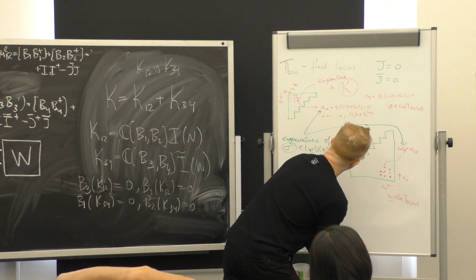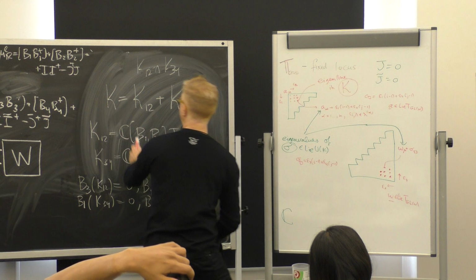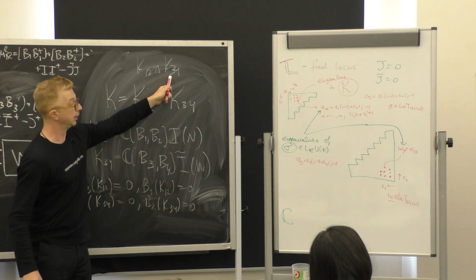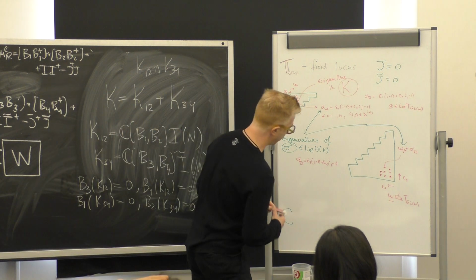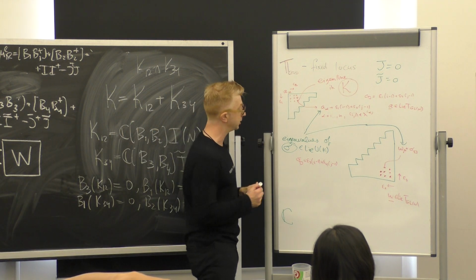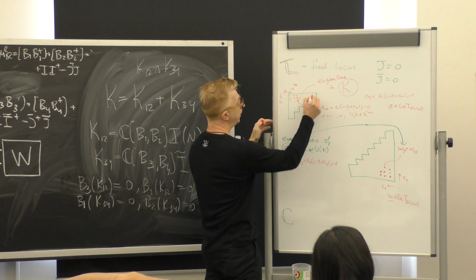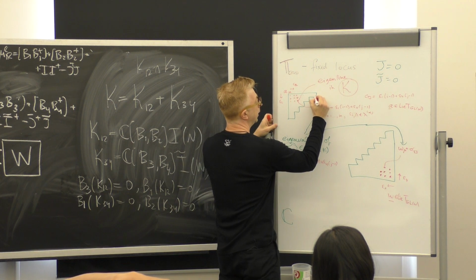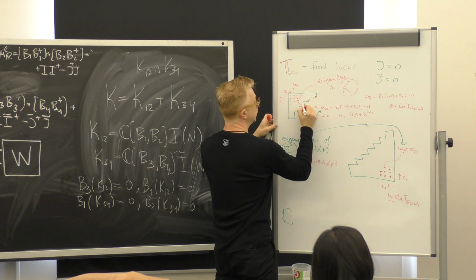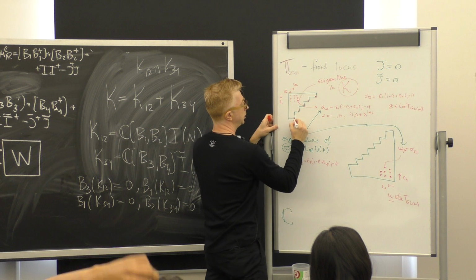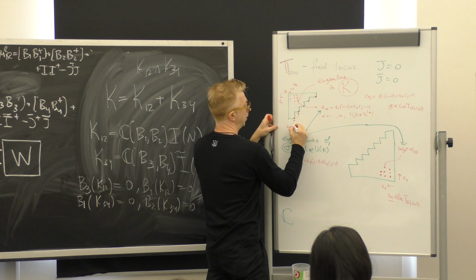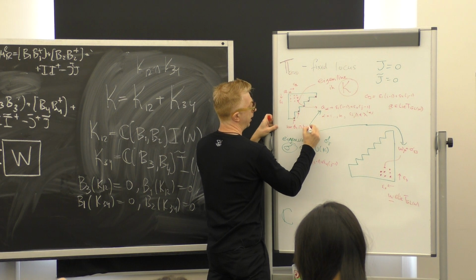And so how can they overlap? Well, they can overlap only when K12 starts overlapping with K34, and they can only overlap over very special subspaces. Namely, on this picture, we need to single out vectors which are killed by both B1 and B2, and so these are these vectors. So this is what is killed by B1 and by B2.